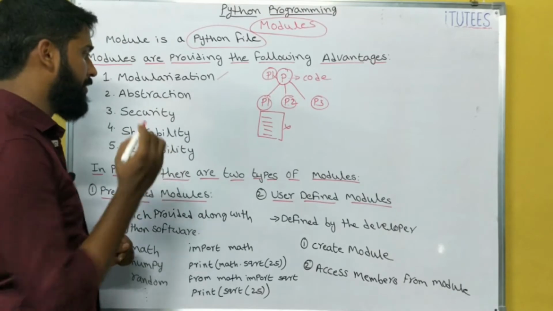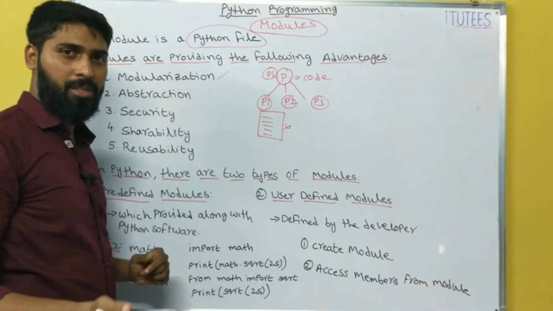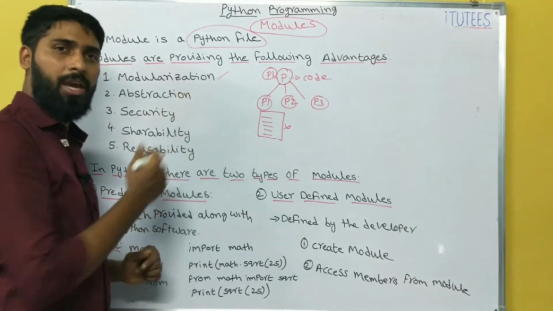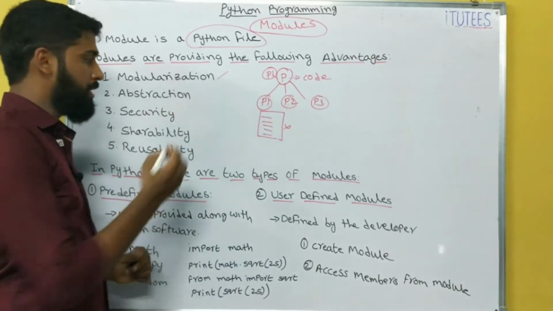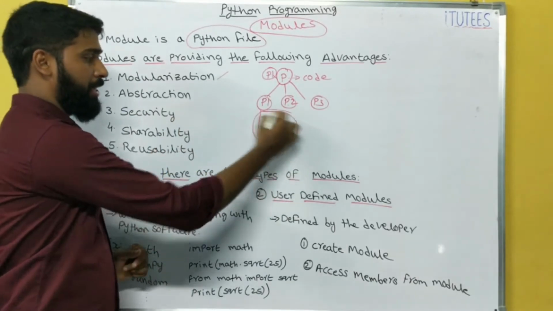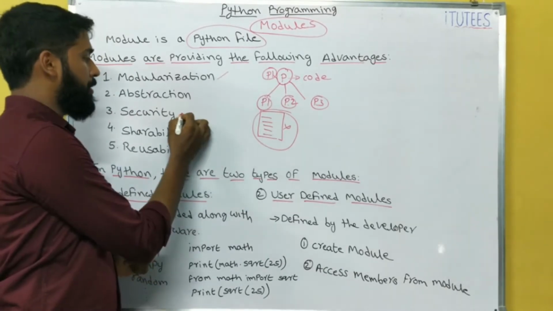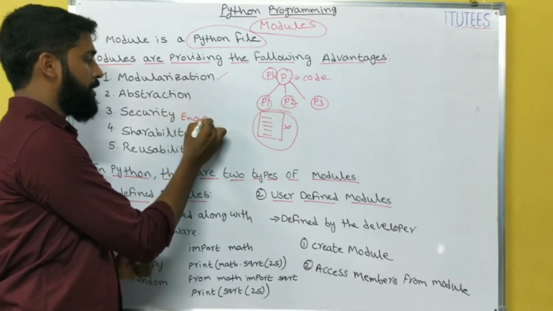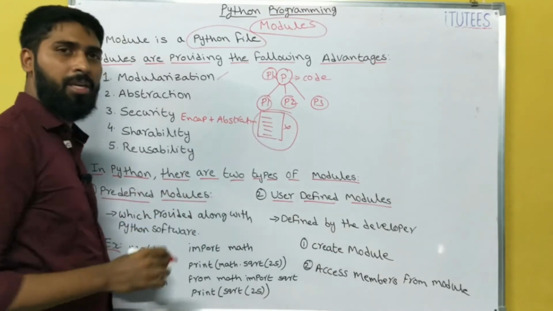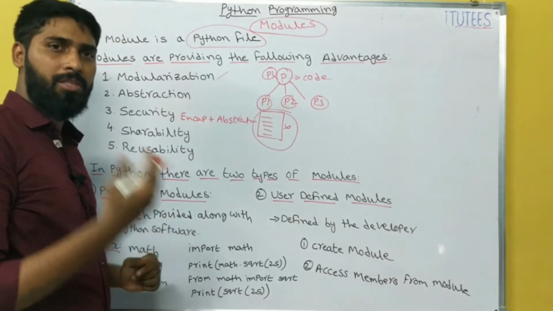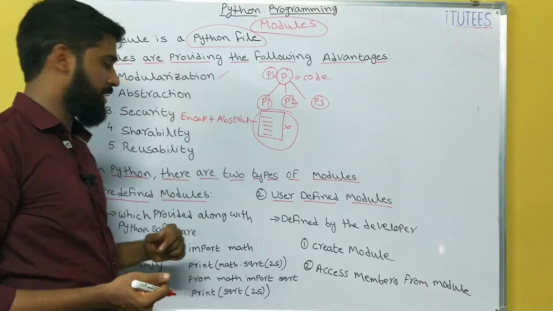Security: we can see all these terms in the next classes, abstraction, encapsulation, inheritance, all these things. Security means when we hide the data, we are providing security. Simply saying, security means encapsulation plus abstraction. So how can we provide security to a file? By using these two, encapsulation and abstraction.